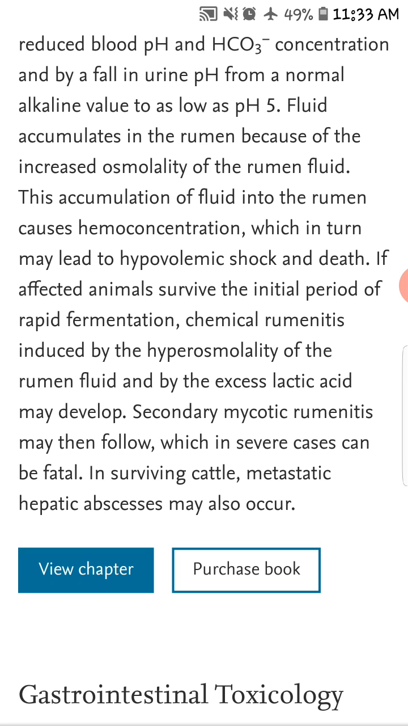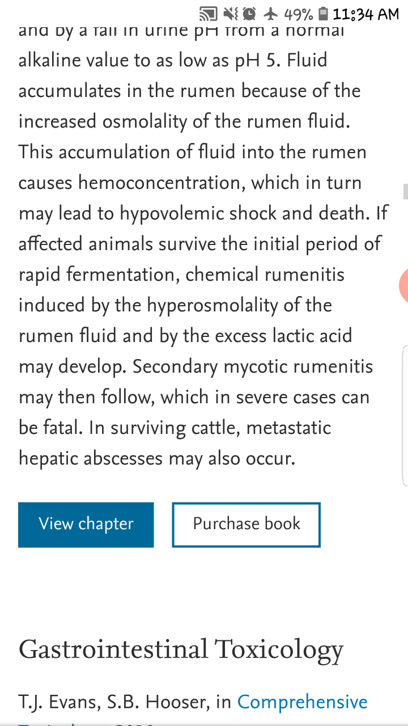Let me explain it again. Fluid accumulates in the rumen. Why? Because of increased osmolality of the fluid, body fluid goes out through the ruminal semi-permeable wall, so there is hemoconcentration, which in turn leads to hypovolemic shock and death.